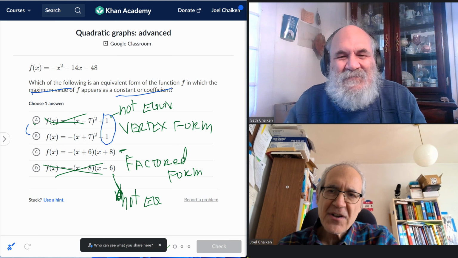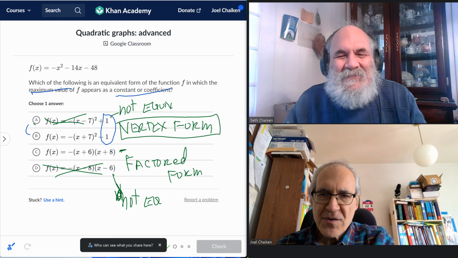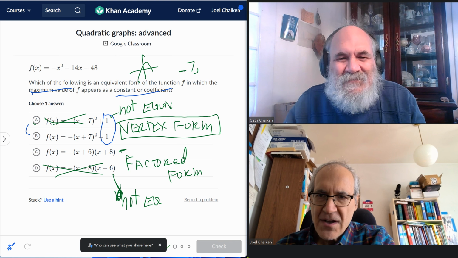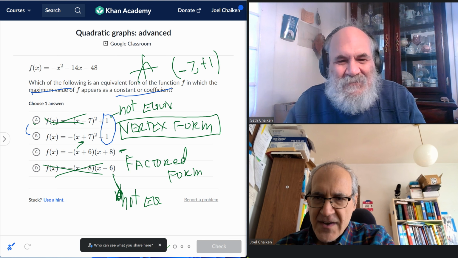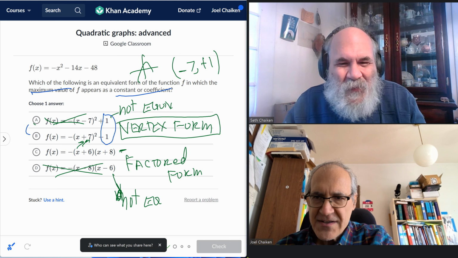Those are not equivalent. But notice that the top ones are in something called vertex form, because you can pick the vertex of this parabola, which goes upside down. In a second, the vertex is -7, +1, right? Yeah, that's the vertex of this parabola. You just take the negative of this thing, negative of +7.